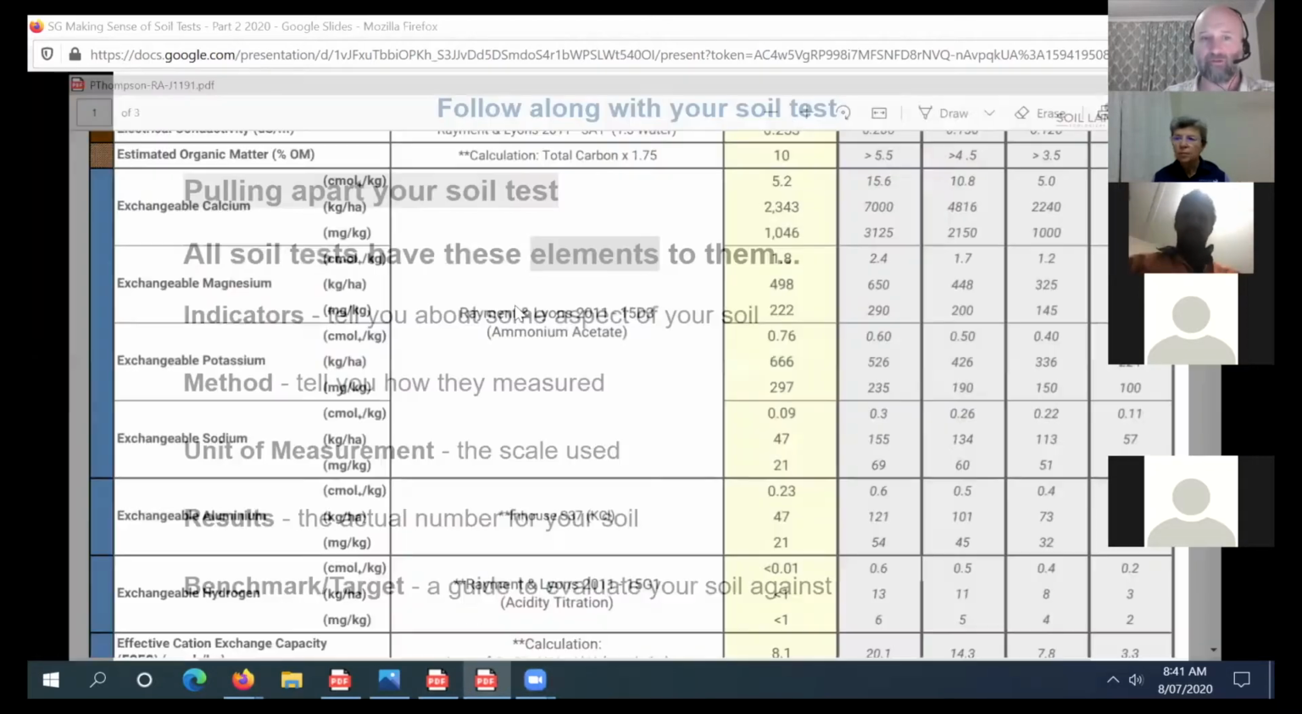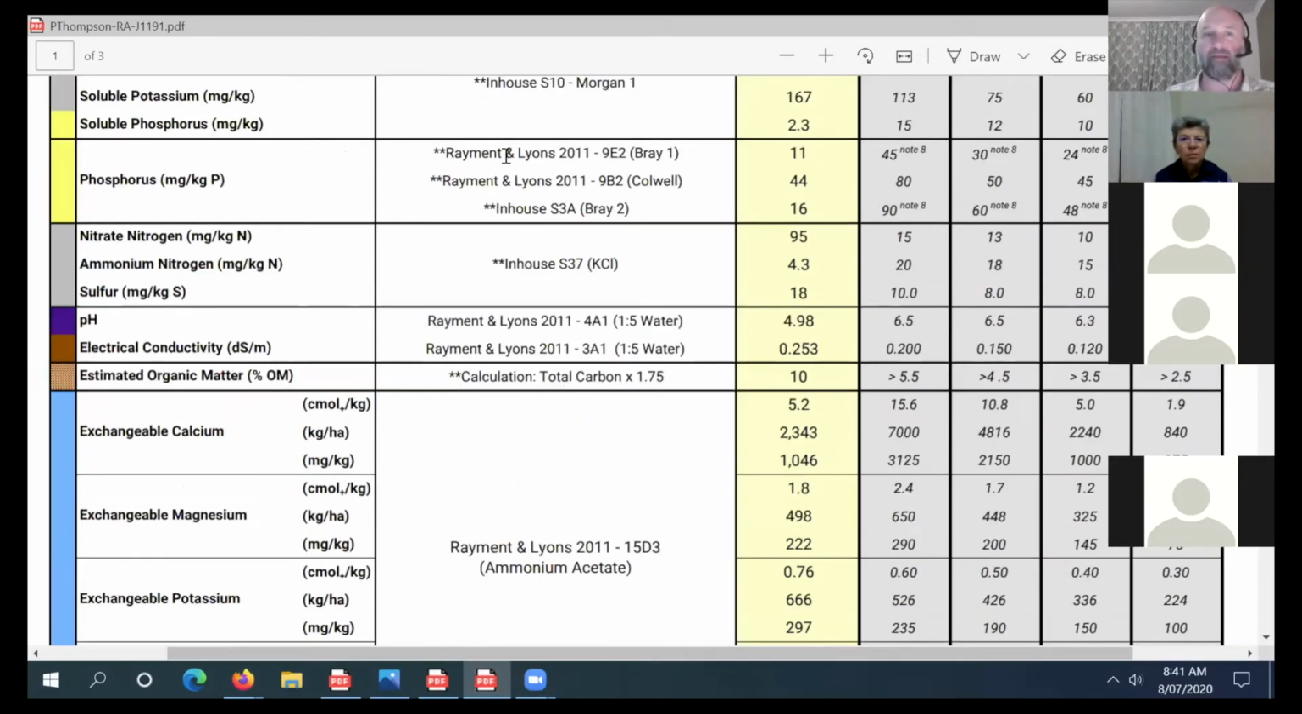I've got this little soil test up here. You can see that all soil tests should have the indicators you're looking at. Tonight we'll be looking at organic matter, so they've got the indicator organic matter.